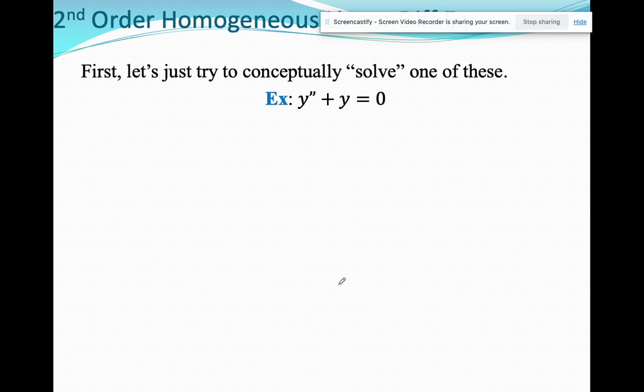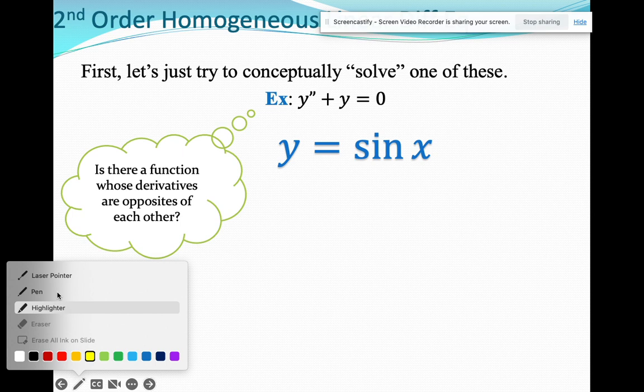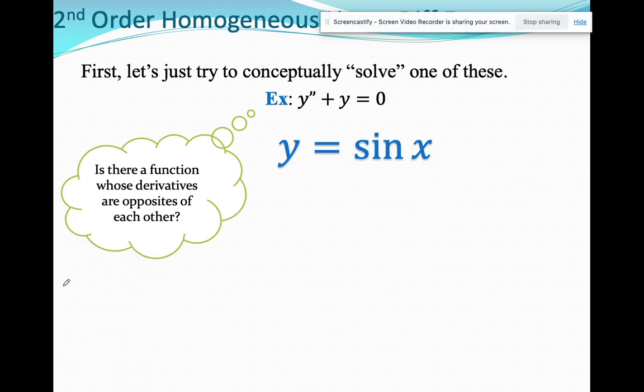First I'm going to ask you, can you just look at this differential equation and conceptually find a solution? In other words, what function can I add to its second derivative and get zero? Whose functions do I eventually get opposite of each other? How about sine? Isn't it true that if I take sine x, its first and second derivative, then add the second derivative to the original, I'll get zero? Y prime is equal to cosine x. Y double prime is equal to negative sine x. And sure enough, if I add y double prime to y, I get zero.